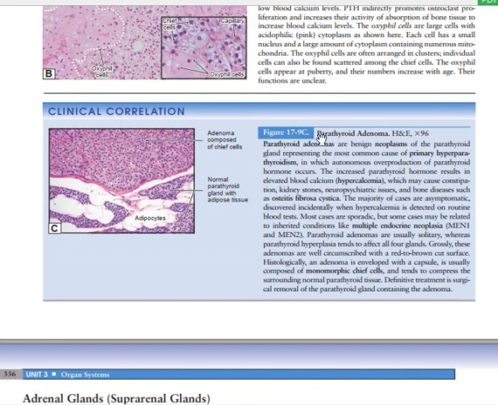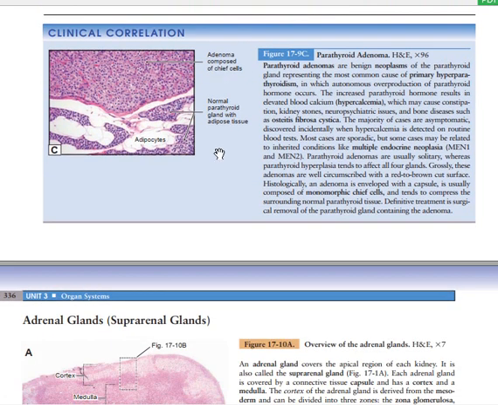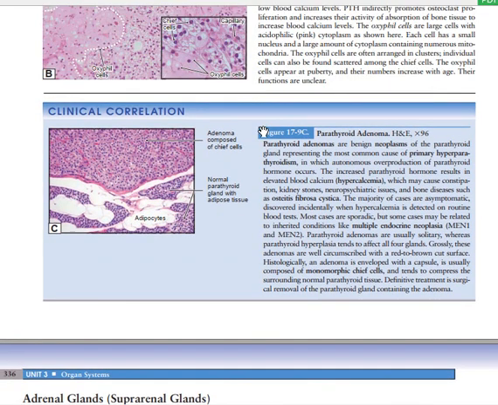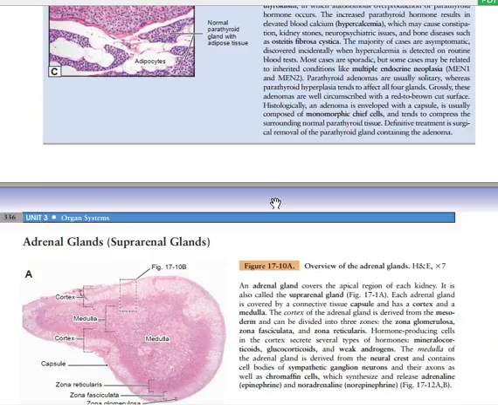The clinical correlation of the parathyroid gland is parathyroid adenoma. A parathyroid adenoma is a benign neoplasm of the parathyroid gland, which represents the most common cause of primary hyperparathyroidism, in which there is autonomous overproduction of parathyroid hormone. On the histology section, you're going to see an adenoma composed of chief cells, and you have normal parathyroid gland with adipose tissue.